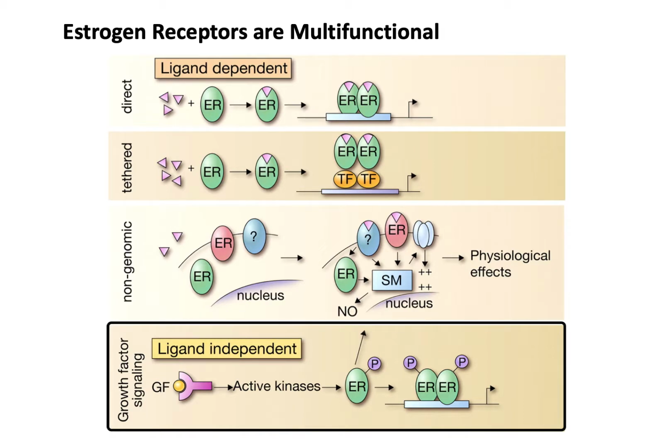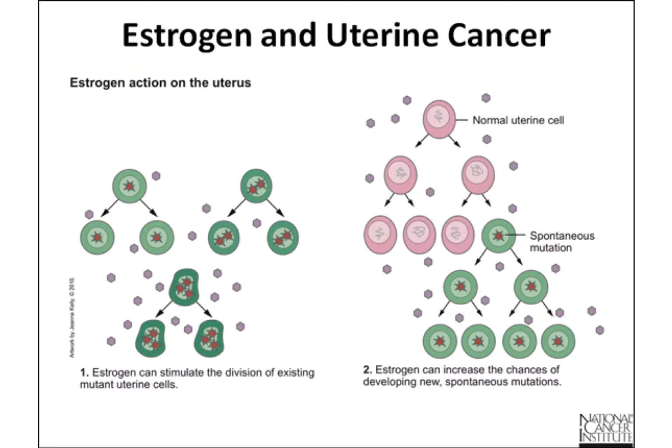So you can have growth-stimulating signals affecting estrogen receptors, and estrogen does not even have to be attached, but you can phosphorylate the estrogen receptors, which then become transcription factors and will attach to the promoter region and stimulate expression of that gene. Estrogen can affect cancers in two different ways.